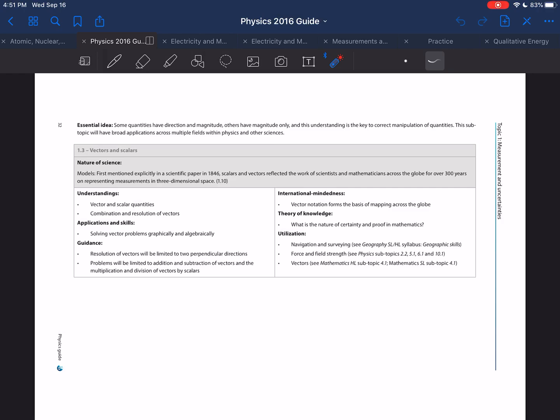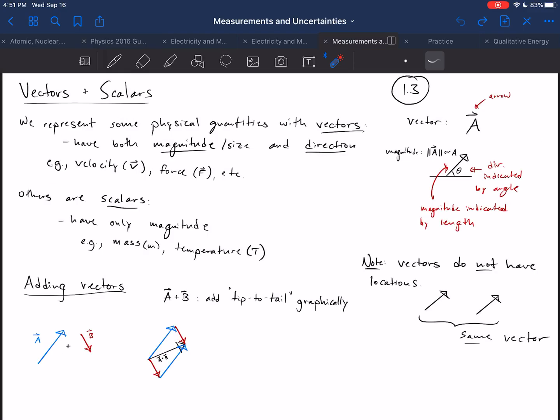Hello everyone! In this video we will begin to examine topic 1.3, vectors and scalars. Vectors and scalars are a topic that many of you may have seen in mathematics. They are a tool that is just the very tip of the iceberg of some wonderful fields of mathematics.